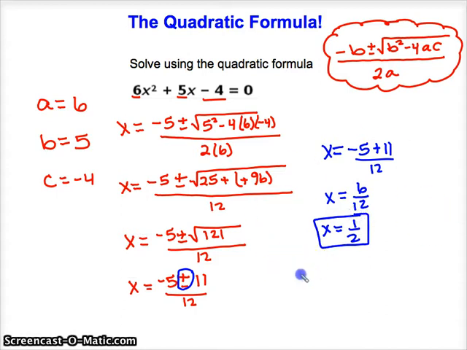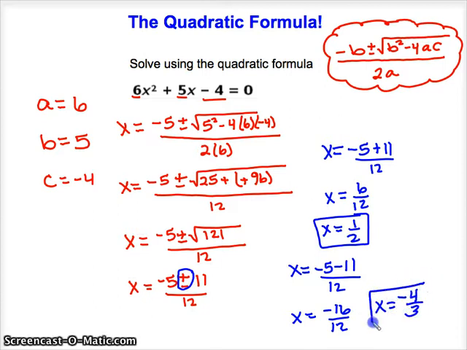The other solution comes now when I subtract 11. So negative 5 minus 11 divided by 12. X equals negative 16 over 12. And when simplified, that's x equals negative 4/3. There you have it. You just found both solutions to your quadratic. That was easy. Let's try another example.